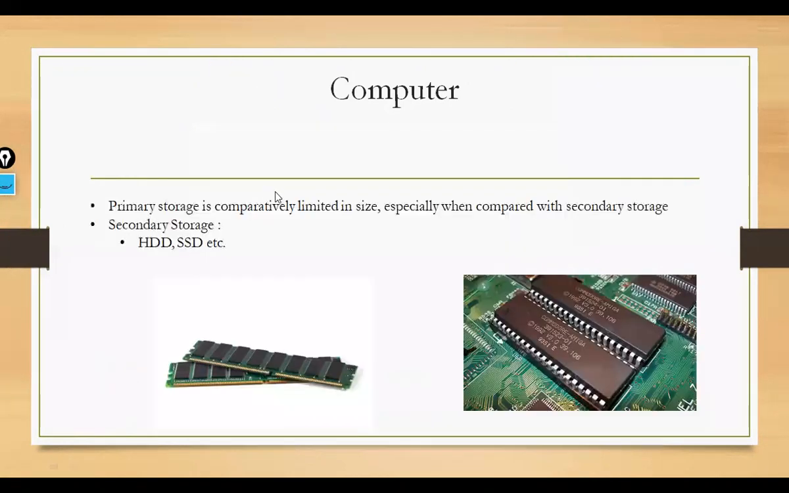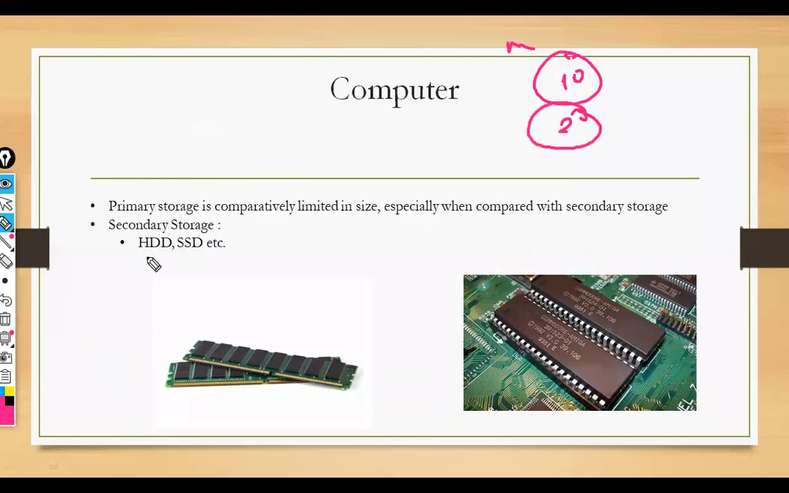And again, we have discussed about the primary memory in the memory unit, and also you got some secondary memory as well. So the example is hard disk. Hard disk and SSD are the examples of secondary memory. Clear? This is the computer.